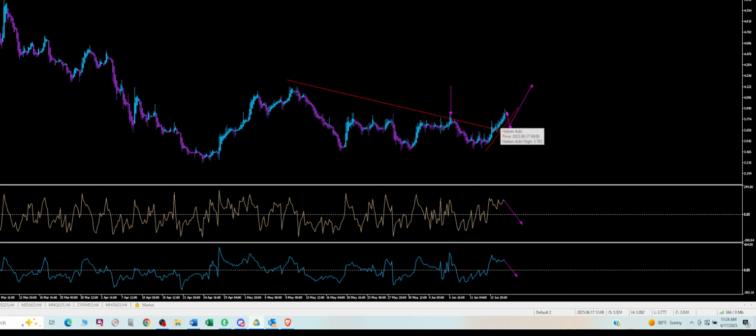And then what has happened since then is price has broken through the trend line, which again is not the most important thing. The more important thing is that we have broken this swing high here previously.